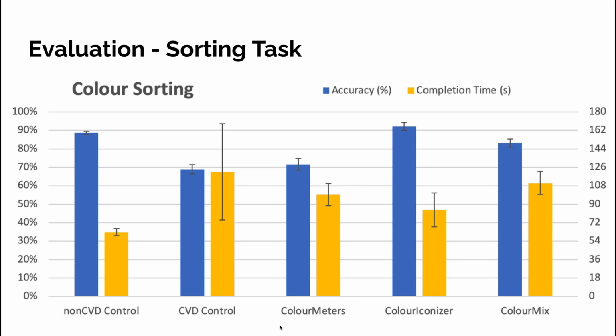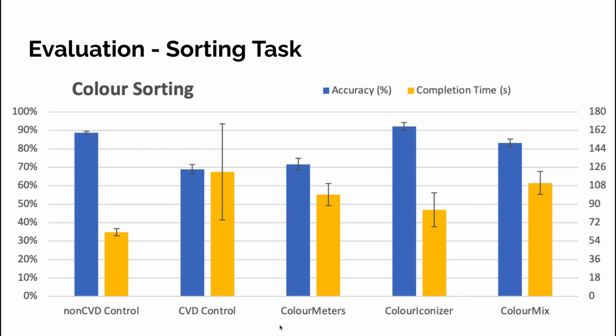In the sorting task, when using ColourIconizer, CVD participants even outperformed non-CVD participants in accuracy. As interesting as this sounds, this could be due to the difference of naming between the chosen colors for the task and the names that our non-CVD participants perceive them to be, as we did choose some relatively difficult colors.